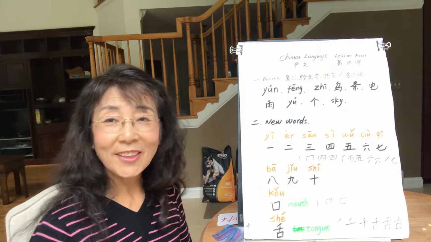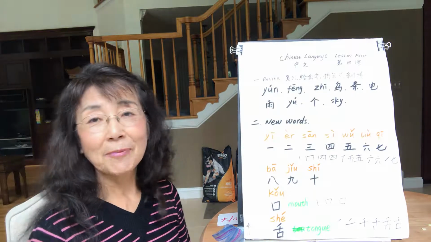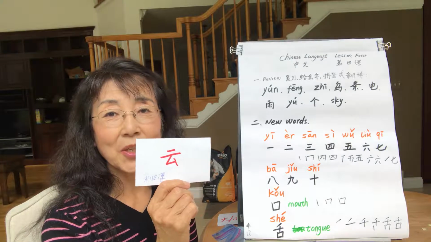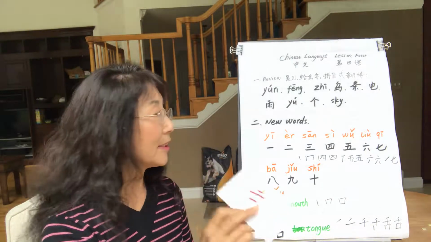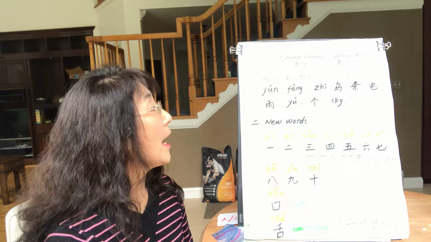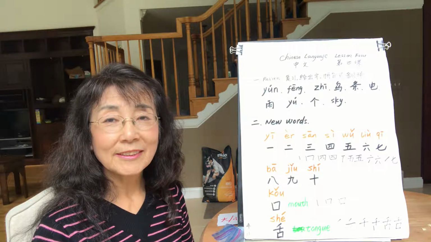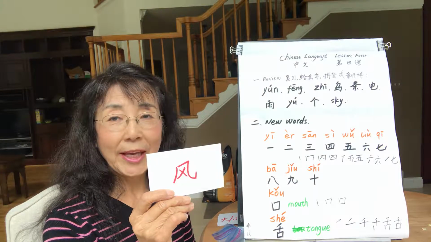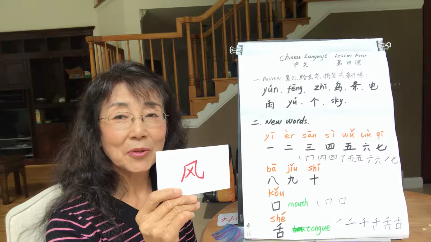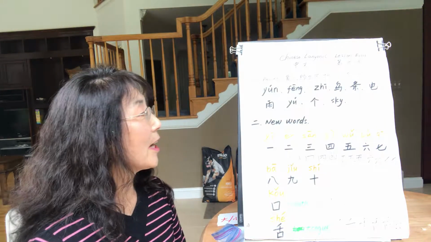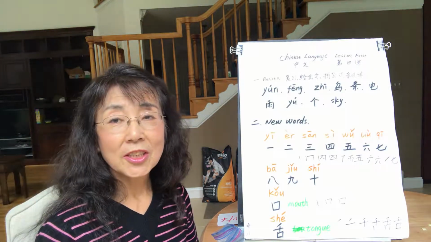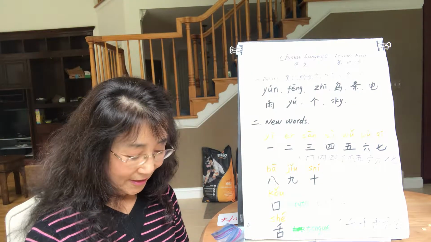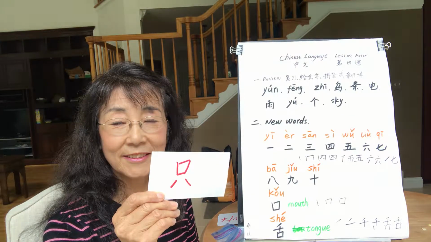Have you got it? Well, I have the answer. First one, yun, the character is this. Yun means cloud. And the second one, feng, did you get it? Feng is this, wind. Feng, wind. Now, the third one, zhi, the answer is this.